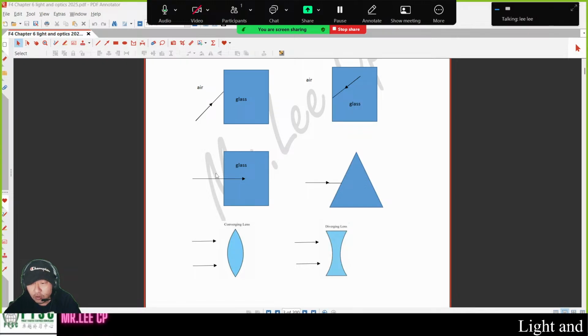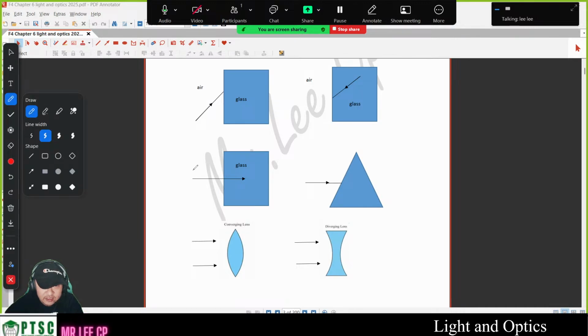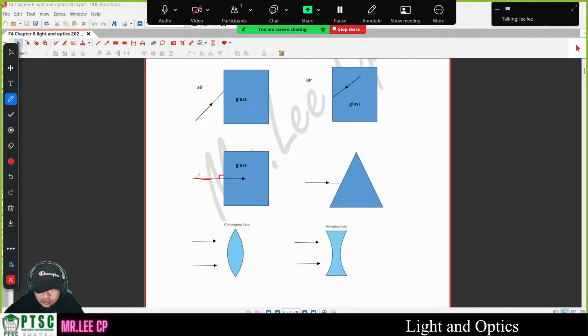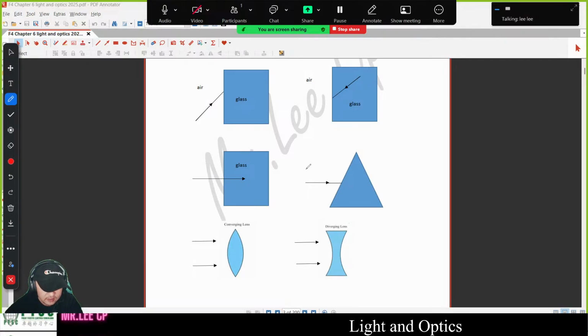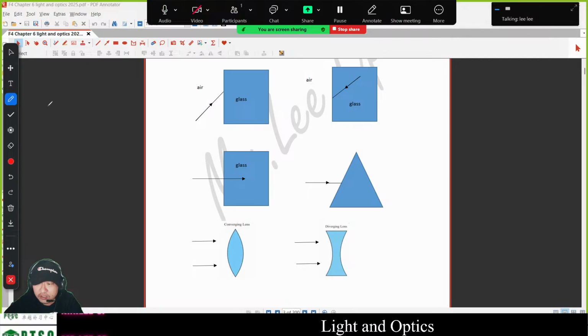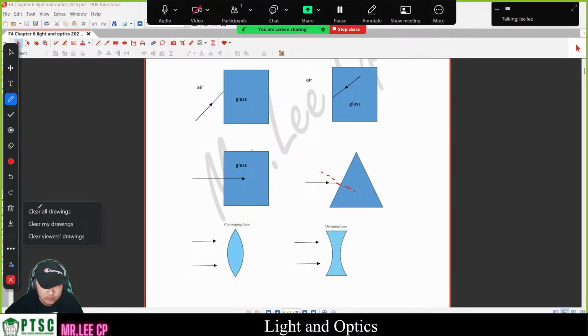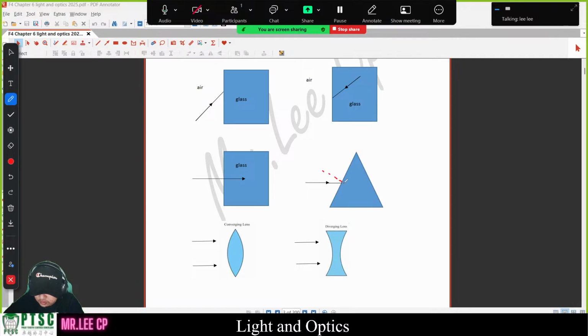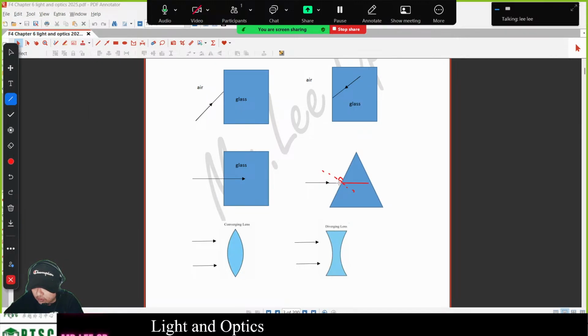When the light travels perpendicularly, you have to be careful. This one is 90 degrees. When you see light travel in at 90 degrees, it will not bend. It will go straight. Now when it travels into this kind of shape, your normal is something like here. Remember, your normal is always 90 degrees to the surface. So first of all, it will not go straight. It will bend toward the normal.